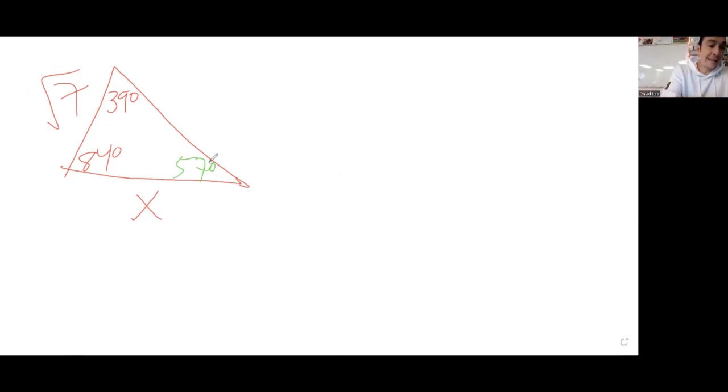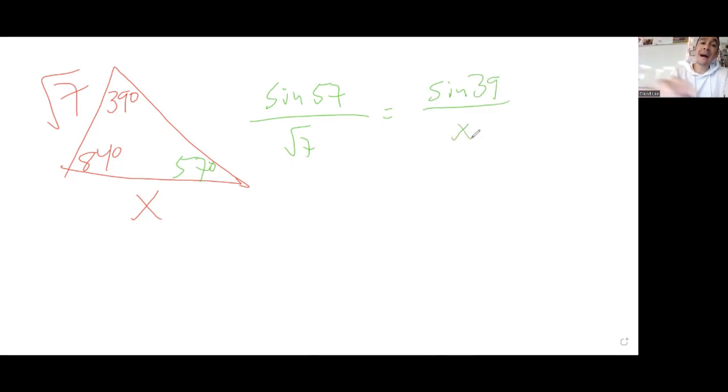And now that we have that, now we can begin the law of sines. So our setup from last week would say the sine of 57 is to square root 7 as the sine of, you want to use 39, because across from 39 is the goal, x. Notice in my setup, in my equation, I didn't use the 84, but that's okay. You don't have to use every number every single time.